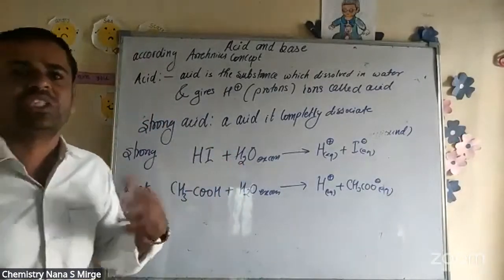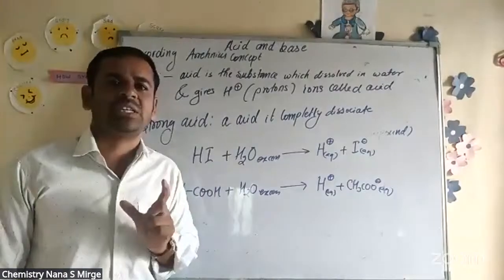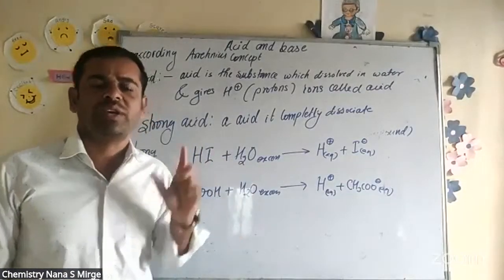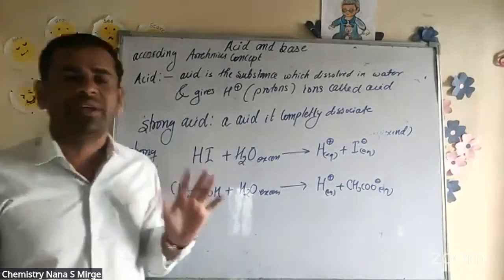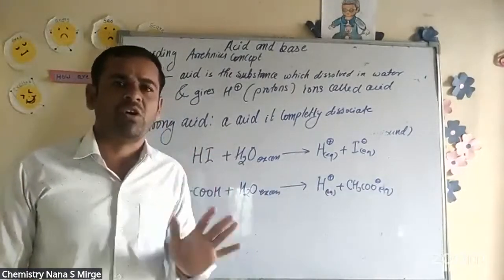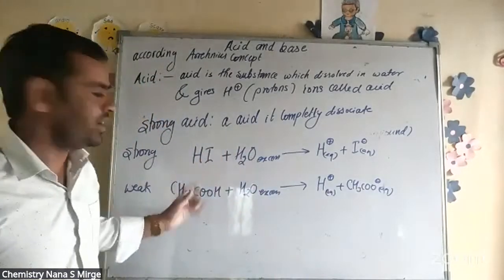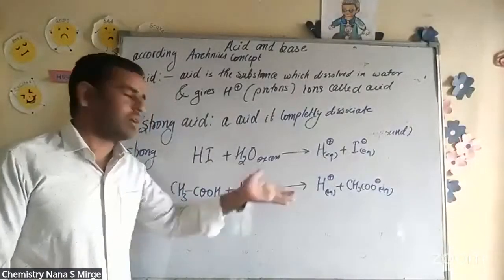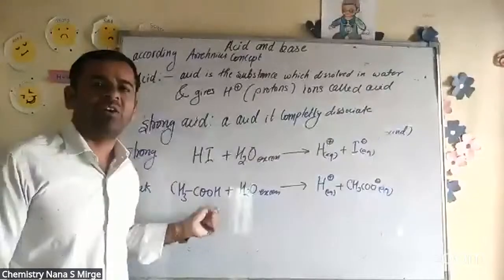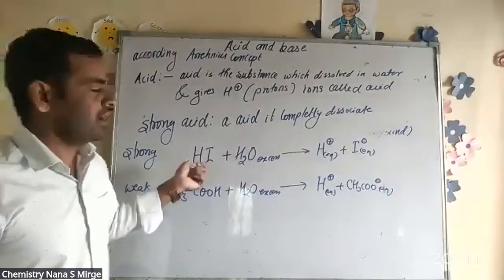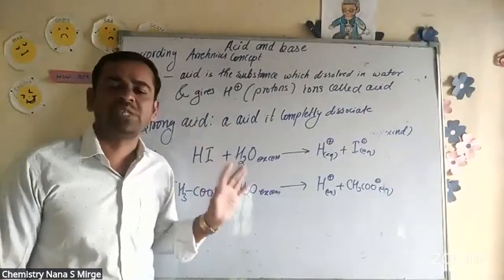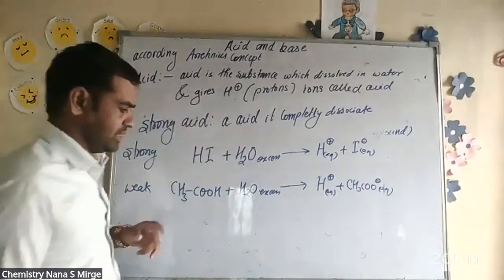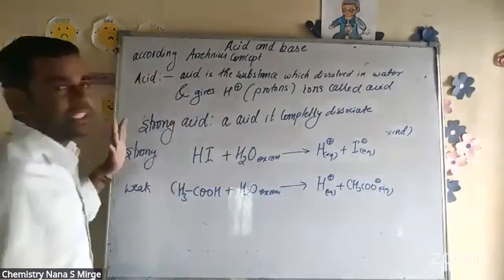How the dissociation occurs, that decides its weakness and strongness. Weakness and strongness depend on how the dissociation differs. CH3COOH does not dissociate completely, that's why we call it a weak acid. And hydroiodic acid, which dissociates completely, we call a strong acid. Okay, that is all about the acid.